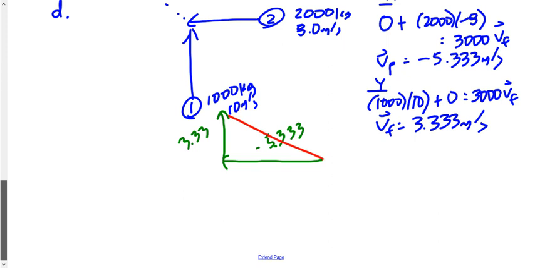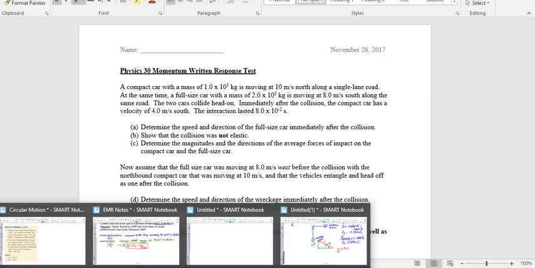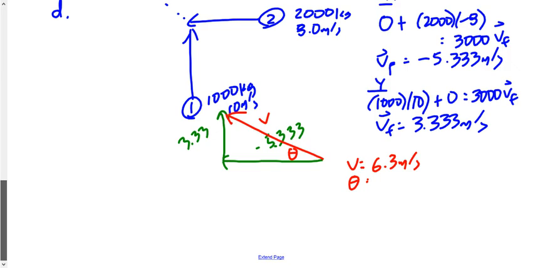We do the Pythagorean theorem to get the value of V, and we use the inverse tan function to get the value of theta. V works out to be 6.3 meters per second, and theta works out to be, by the way, guys, let's leave. If you're leaving, I'll just get you to leave your tests here, okay? Theta works out to be 32 degrees north of west.